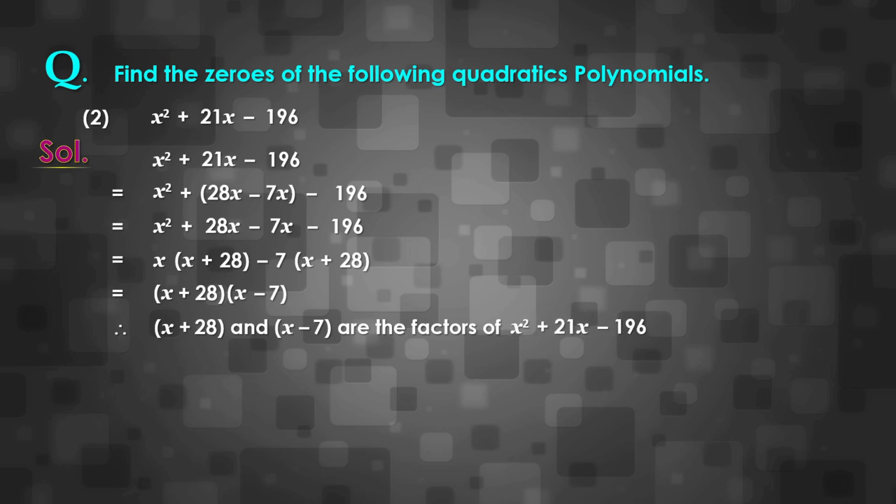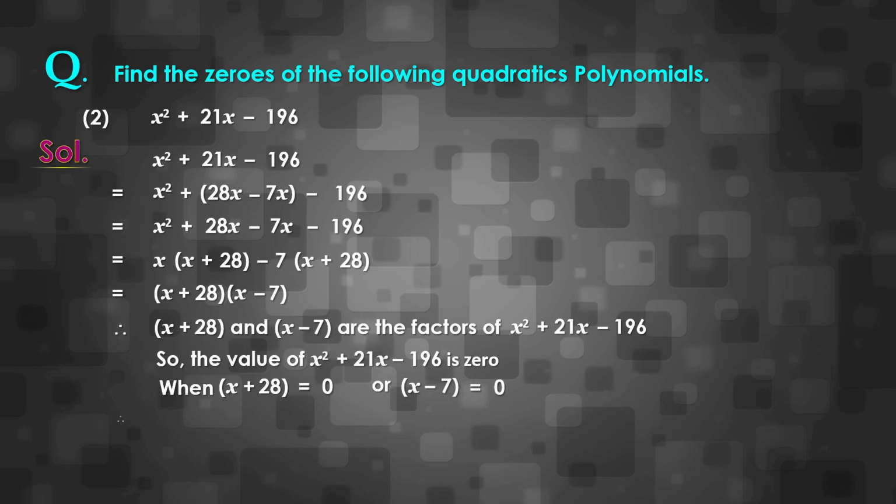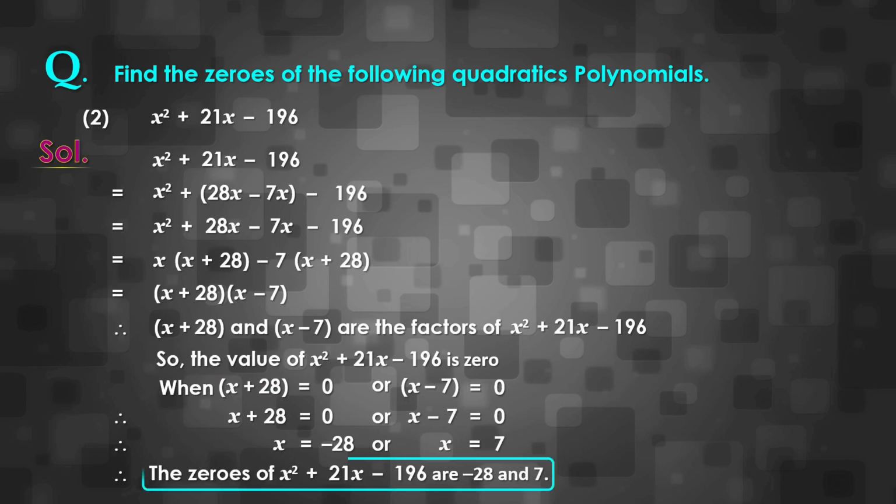To find the zeros, we equate each factor to 0. First, x plus 28 equals 0. So x equals negative 28. Second, x minus 7 equals 0. So x equals 7. Therefore, the zeros of x square plus 21x minus 196 are negative 28 and 7.